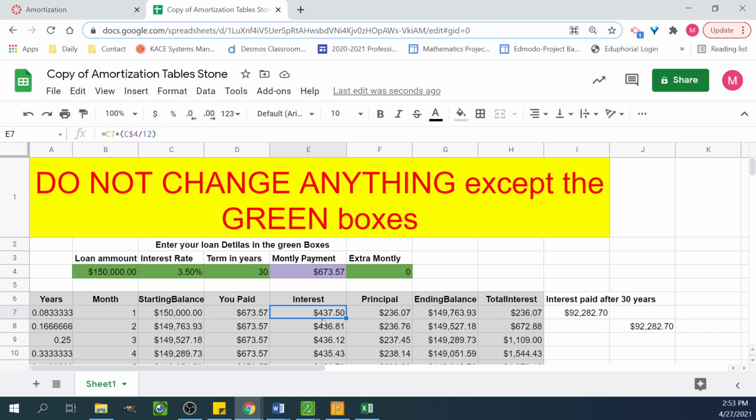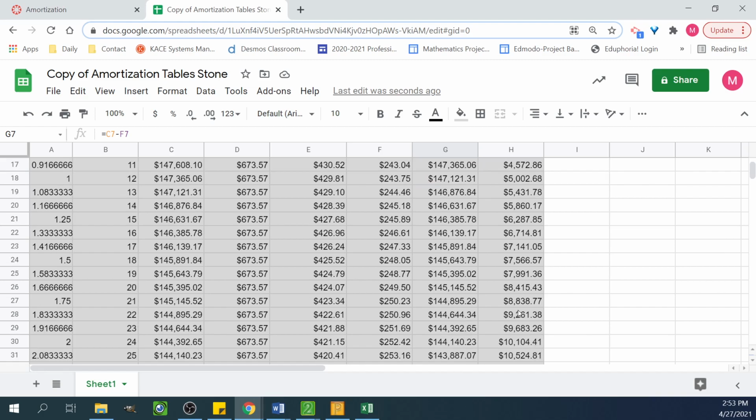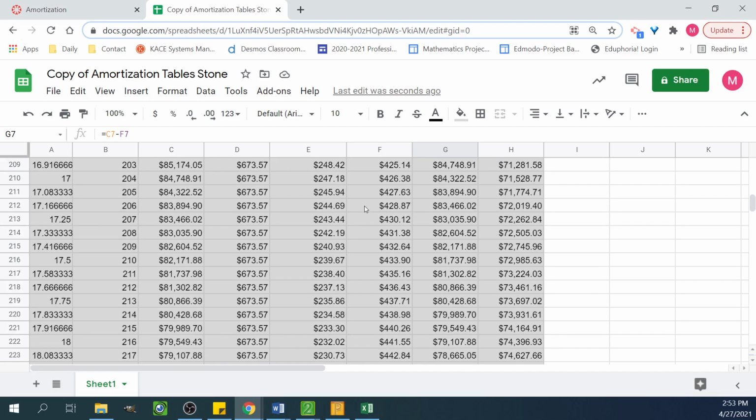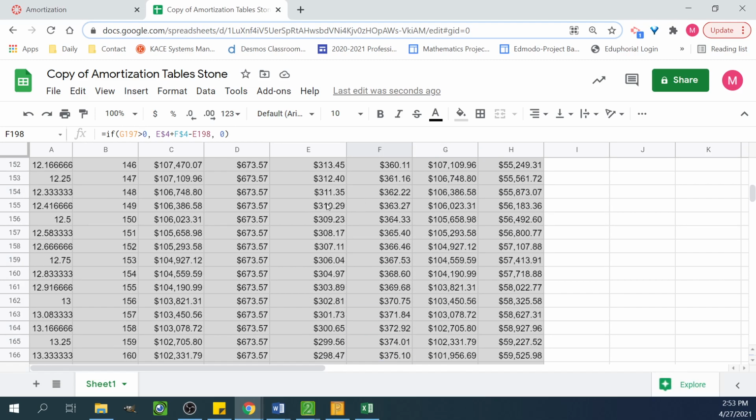Now, as you go down, they take however much you paid and subtract that from how much you started with owing, and that's your ending balance. And then as you go down, it adds up all the interest you've paid ever so far. And I'm going to go to, okay, so in about, I'm looking for where they're equal.